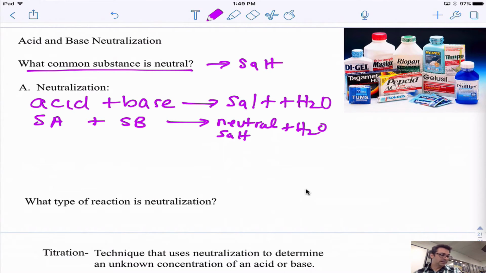The most common kind of acid-base titration or neutralization that you see with this strong acid, strong base is usually with HCl and NaOH. So when I combine these together, I'll get table salt, NaCl, and H2O.